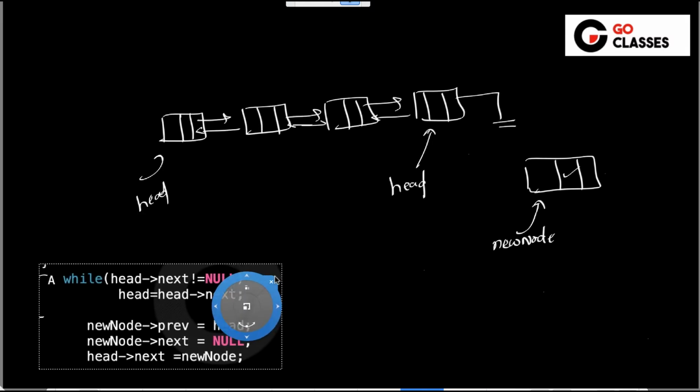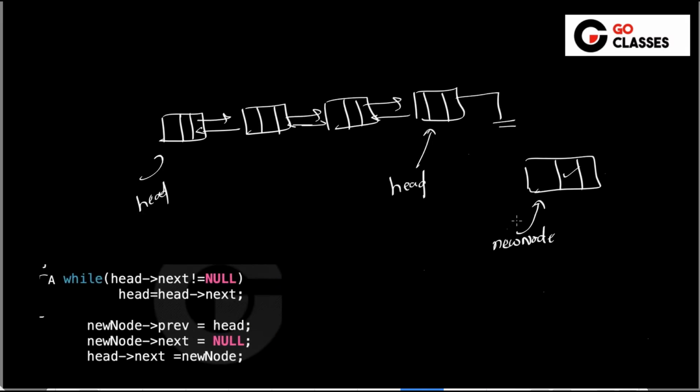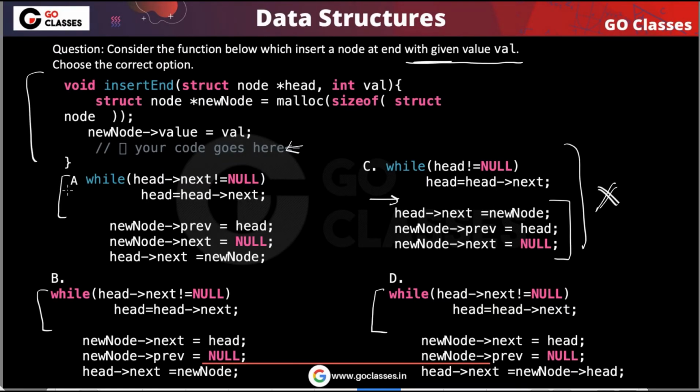So what they are saying, new node previous is pointing to whatever head is pointing to. Very good. Yes, I want this to point here. And new node next is null. Yes, that is also awesome. And I want head next to point to whatever new node is pointing to. Wow, this is done, right? So A is the correct option. So there is no problem. A is the correct option.